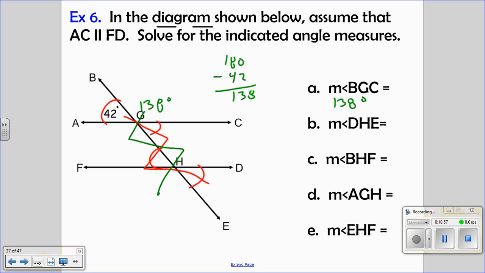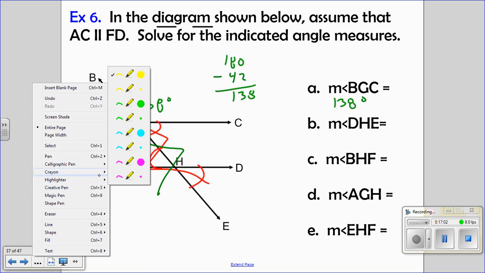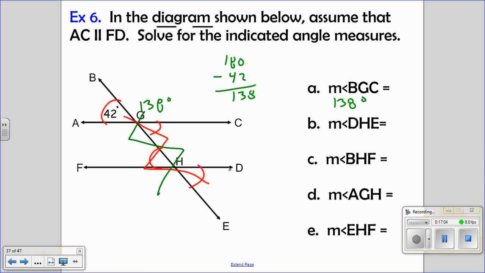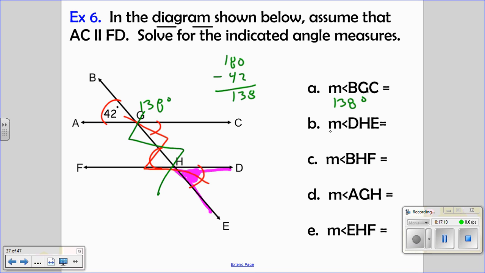B says find the measure of DHE. So let's trace that angle, DHE. So it's this angle here. It's red, and all the red angles are 42 degrees. It's also nice to have two different colors when you're practicing these types of questions, if you have them available. Just finish answering the rest of the questions on your own. I'm confident you'll do just fine.